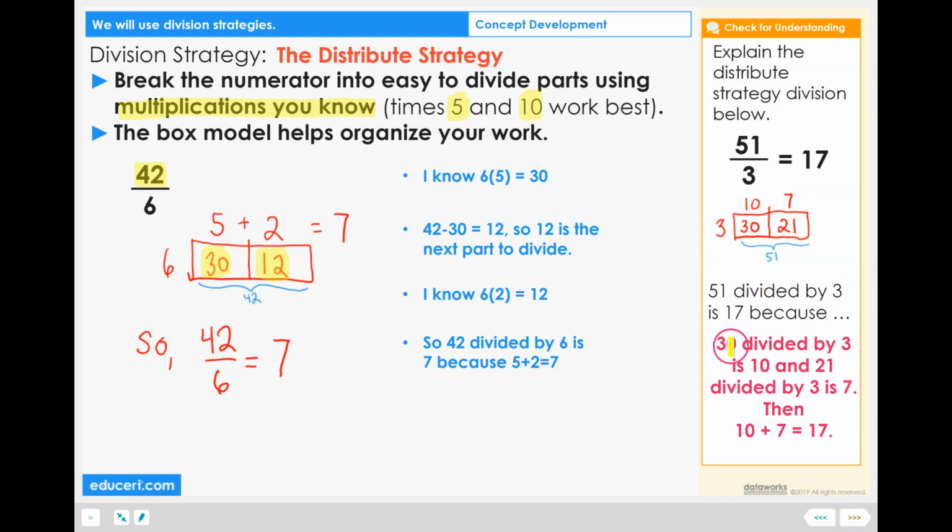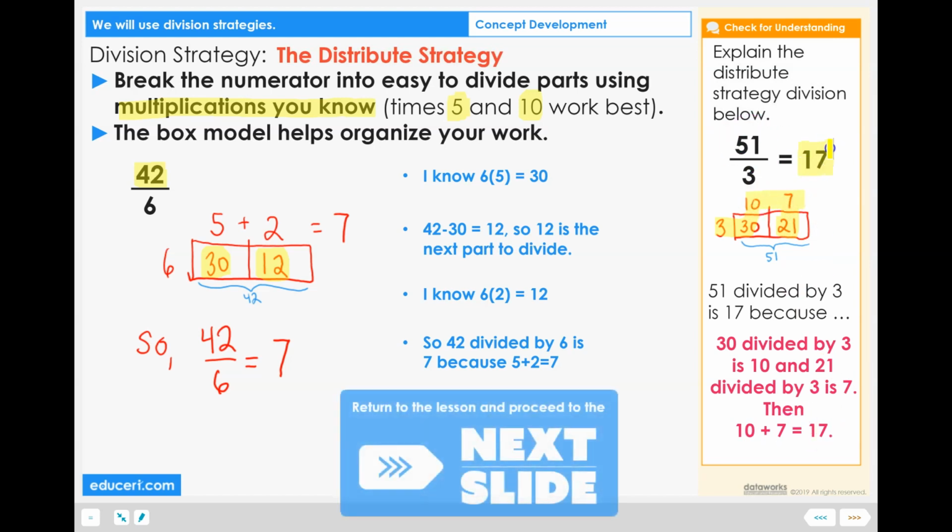"51 divided by 3 is 17 because 30 divided by 3 is 10, that's the first box, and 21 divided by 3 is 7, that's the second box. Then 10 plus 7 equals 17. Put together those two columns and that gives you your quotient."